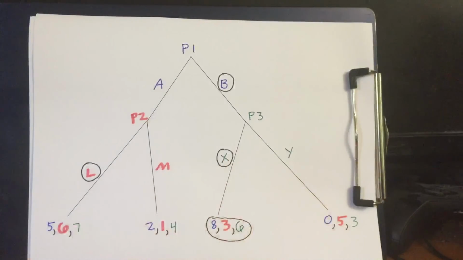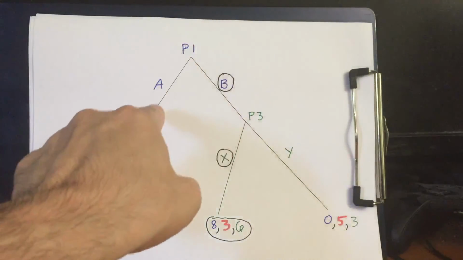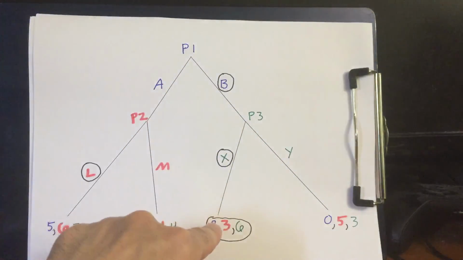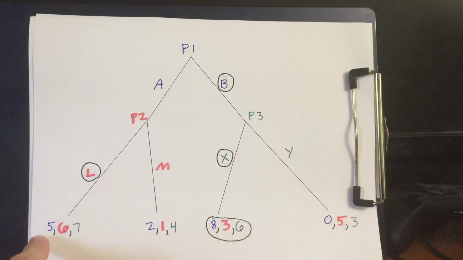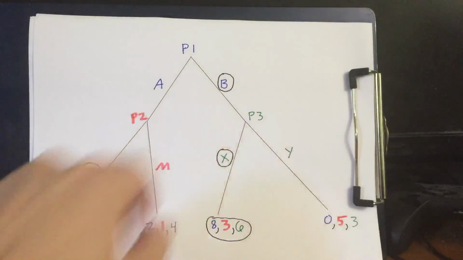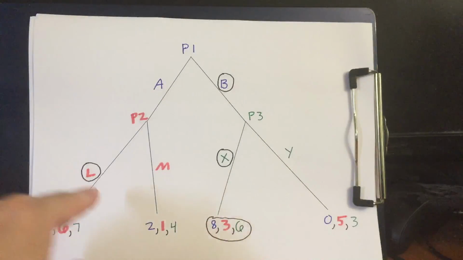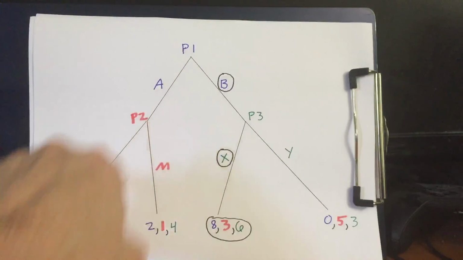I'm going with X. Finally, player 1 would say A leads to L, leads to 5 for me. B leads to X, leads to 8 for me. Since 8 is a bigger number than 5, I'm going with B, and this is the way the parties will march down the decision tree, but what happened here still matters.